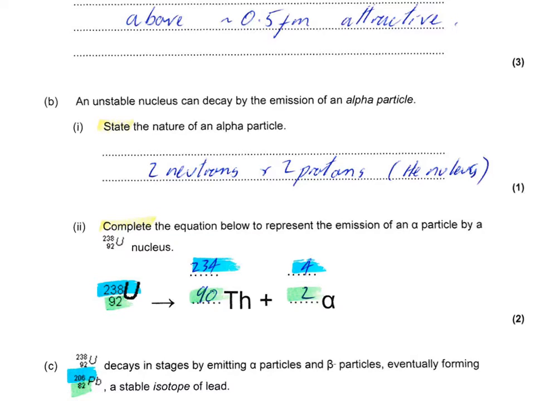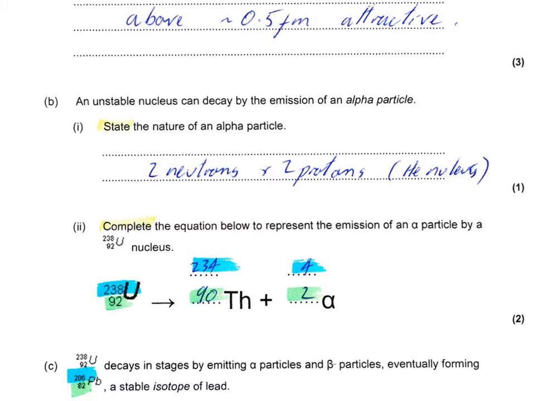Then we're asked to complete the equation to represent the emission of an alpha particle by uranium-238. So we start with the 238, 92 uranium. The key thing in here is to know that alpha has got 4 nucleons, 2 neutrons and 2 protons together make up my 4 nucleons, and a proton number of 2 because it's got 2 protons.